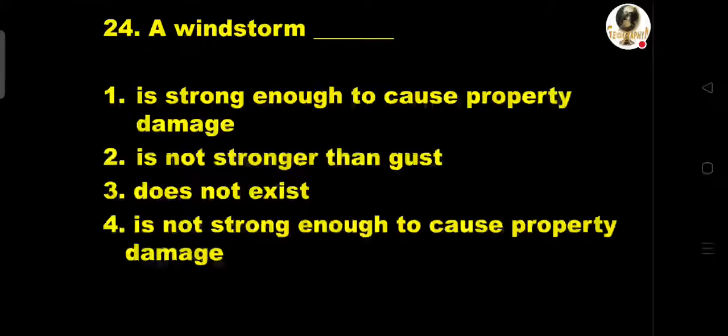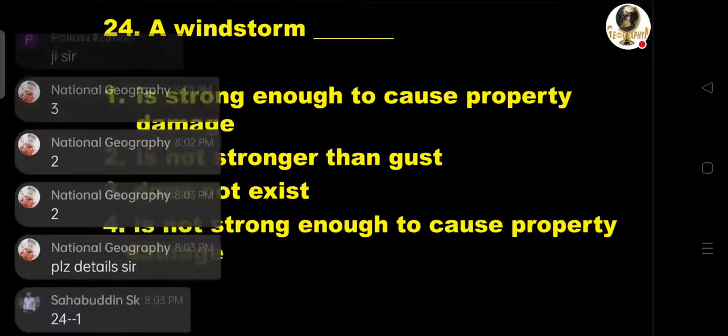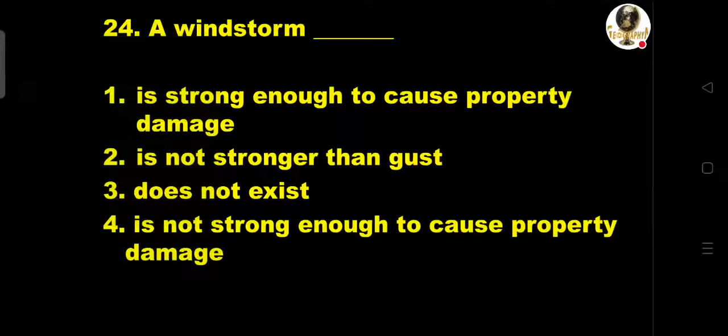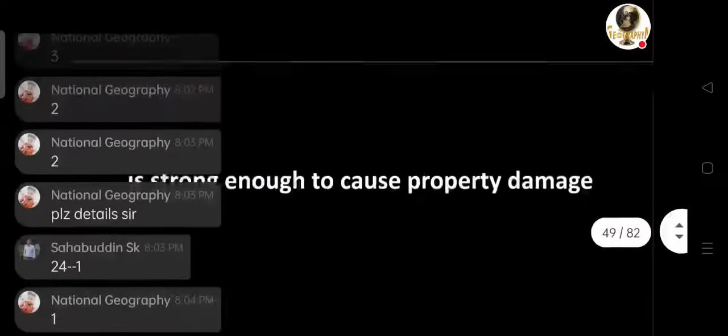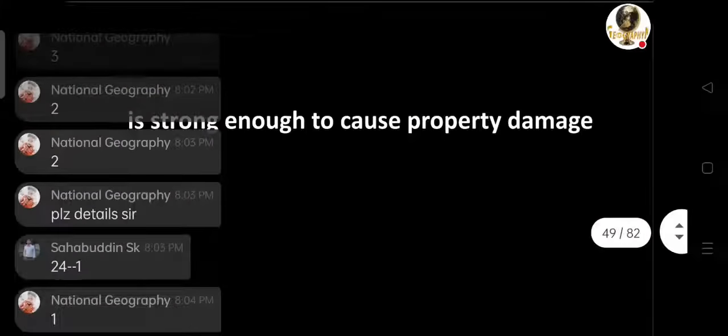Question number 24: basically a windstorm consists of winds strong enough to cause property damage, like uprooting trees and damaging roofs and buildings. Wind speed in a typical windstorm is 55 km per hour and can be extremely destructive. So definitely for question number 24 the correct answer is strong enough to cause property damage.